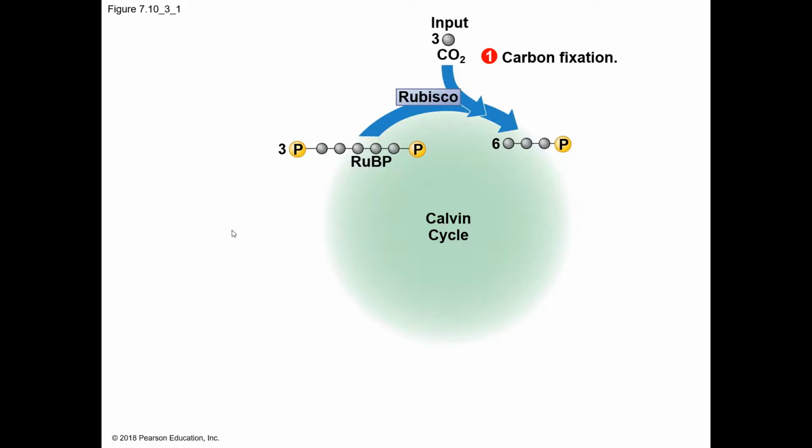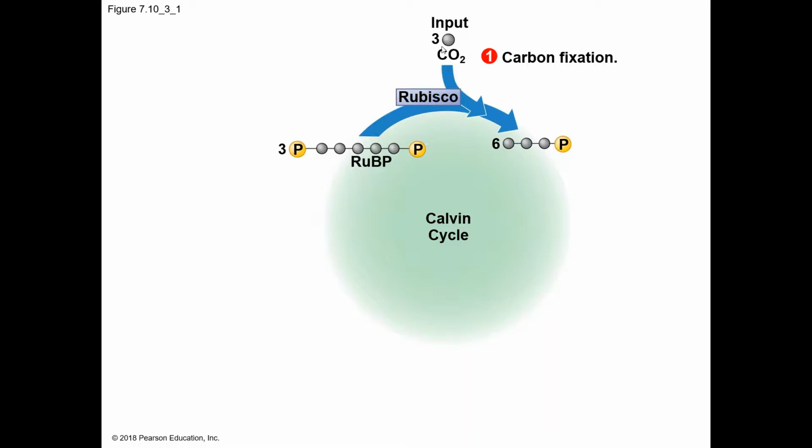And that molecule is called RuBP, ribulose bisphosphate. And RuBP is a great little 5 carbon molecule. With the help of an enzyme called Rubisco, it combines with one CO2 molecule, and it's very, very unstable. So it actually forms a 6 carbon organic molecule that's extremely unstable, so it breaks apart into 2 3 carbon molecules immediately.